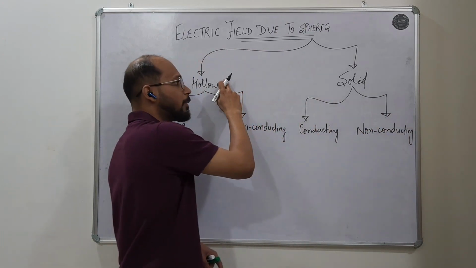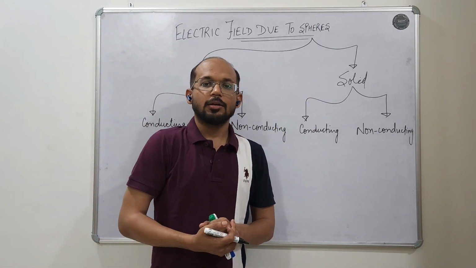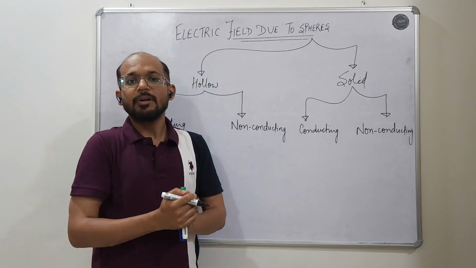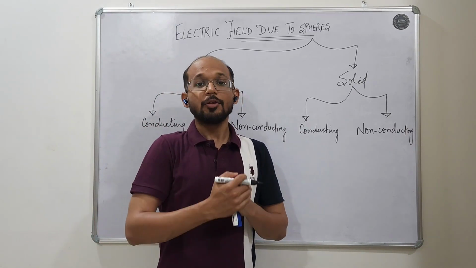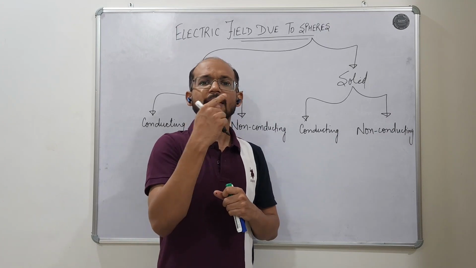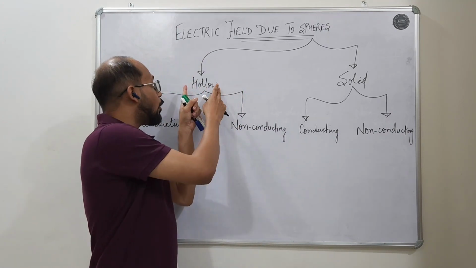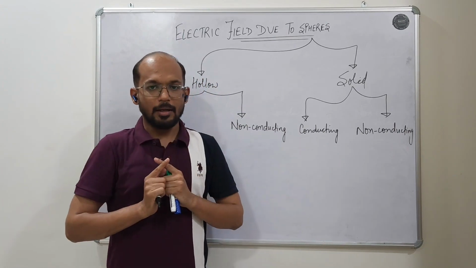Now, what is the difference between hollow and solid sphere? If you take a real life example, for a hollow sphere we will take a plastic ball. If you cut the plastic ball from the middle, you will see that it is completely empty from inside. So hollow sphere is completely empty from inside.